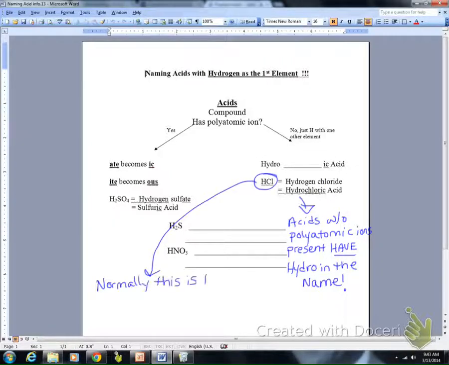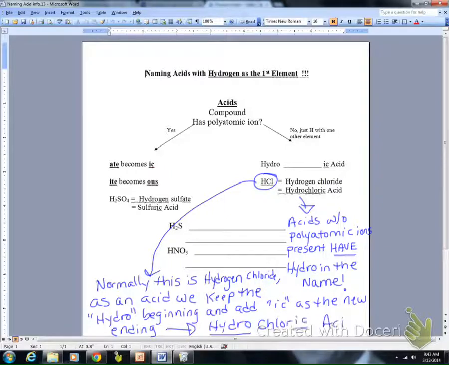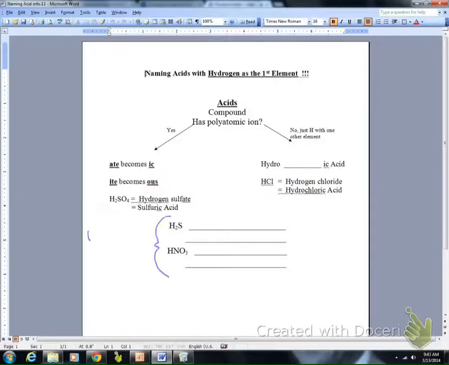So HCl, for example, normally is hydrogen chloride. As an acid, we would keep the hydro beginning and add ic as the new ending. So it becomes hydrochloric acid.